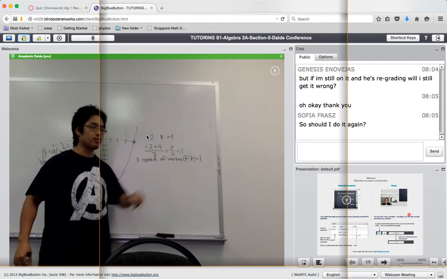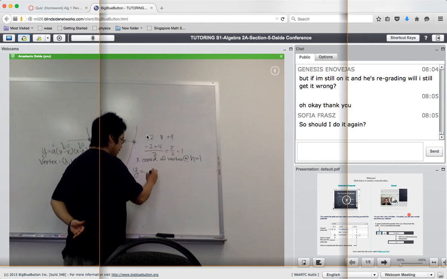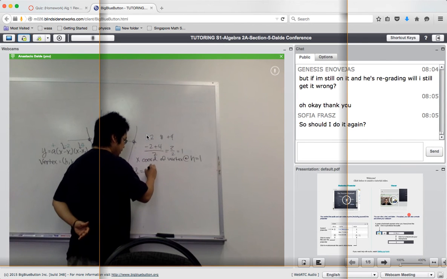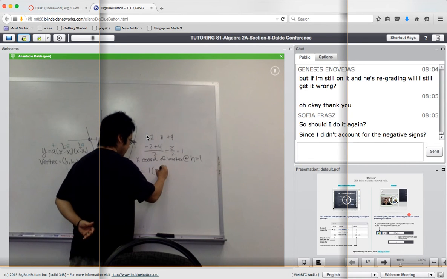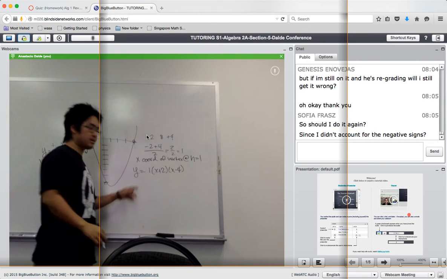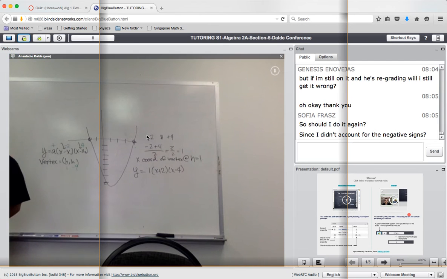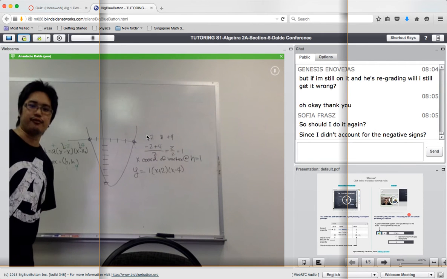So this is the x-coordinate of the vertex. We also know the equation, because we just solved it. It was y is equal to 1 times x plus 2 times x minus 4. This was from before I erased that. All right. How do I find the y-coordinate of the vertex?